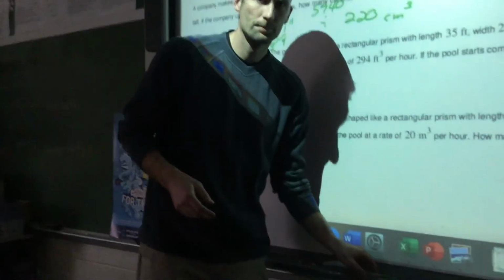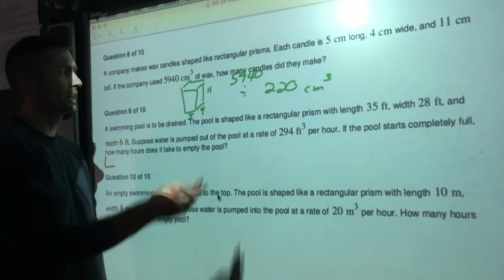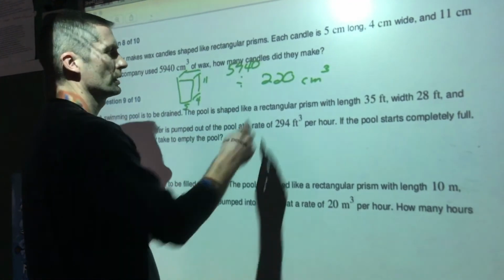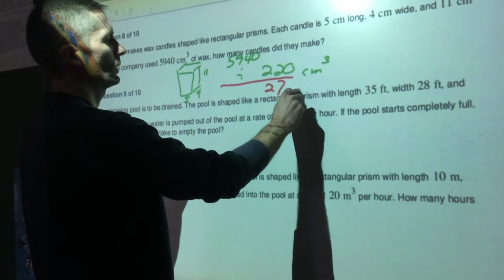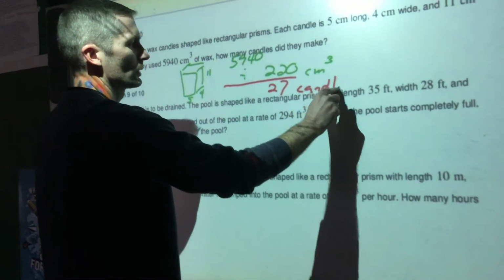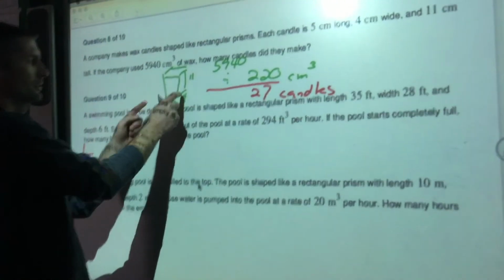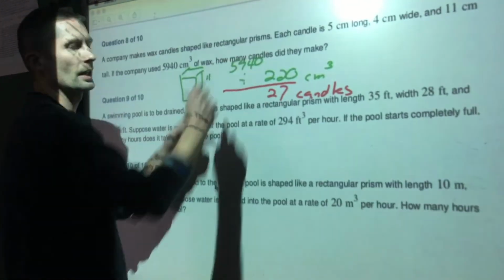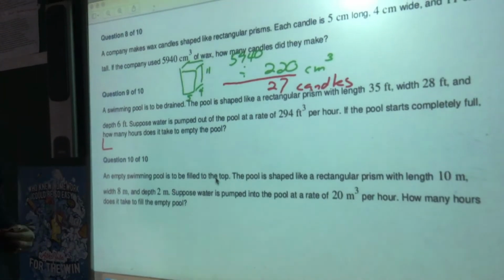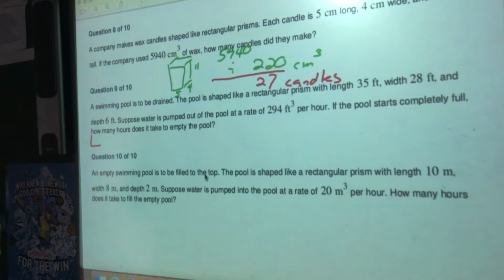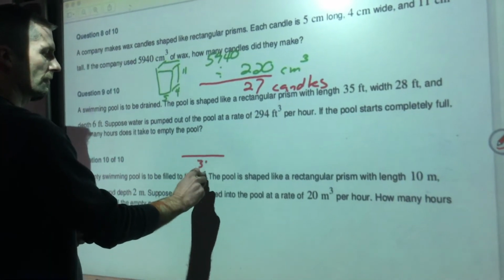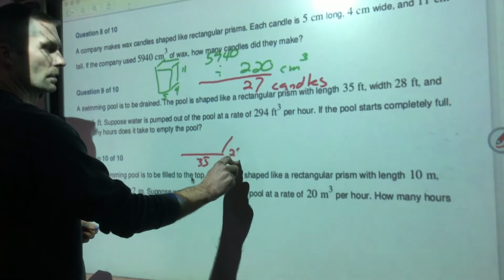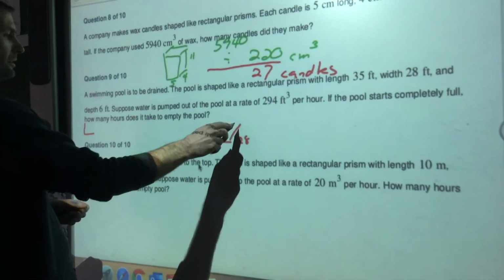Can you pause the video? All right, so we're dividing 5,940 divided by 220, and that will give you 27 candles. Then we want to ask, does that make sense? 27 of these add up to that number? Yeah, it makes sense. Okay, next we have a swimming pool to be drained. It's a rectangular prism swimming pool that's 35 by 28 by 6 feet deep.